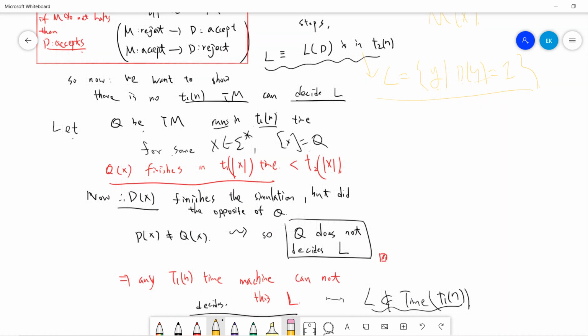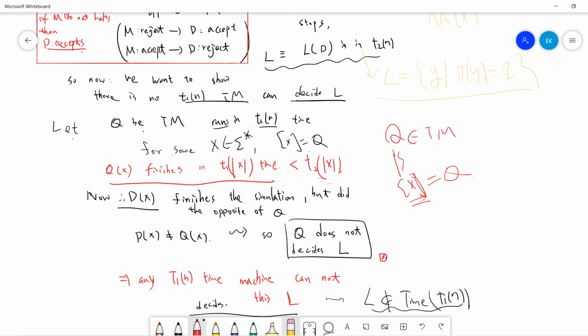So let Q be a Turing machine that runs in t1(n) time. Let Q be our candidate. We know Q is a Turing machine, so there should be some bit string representation. I call it X, a bit string representation X that represents Q. So we know that Q(X) will finish in less than t1(X) time.